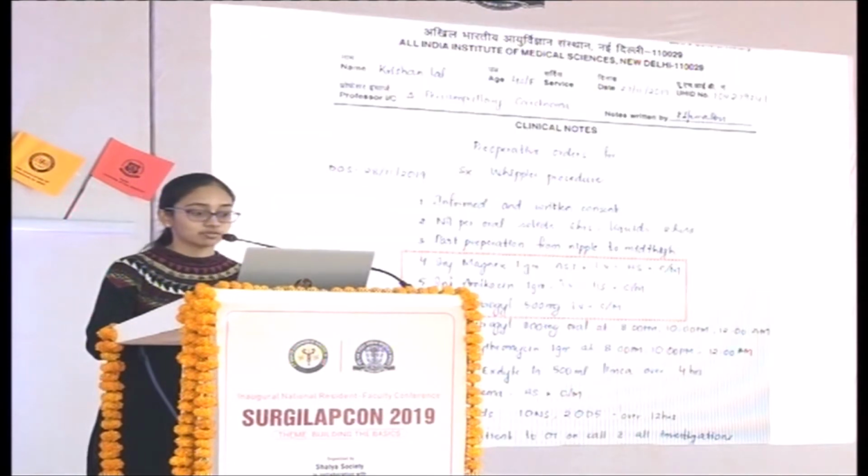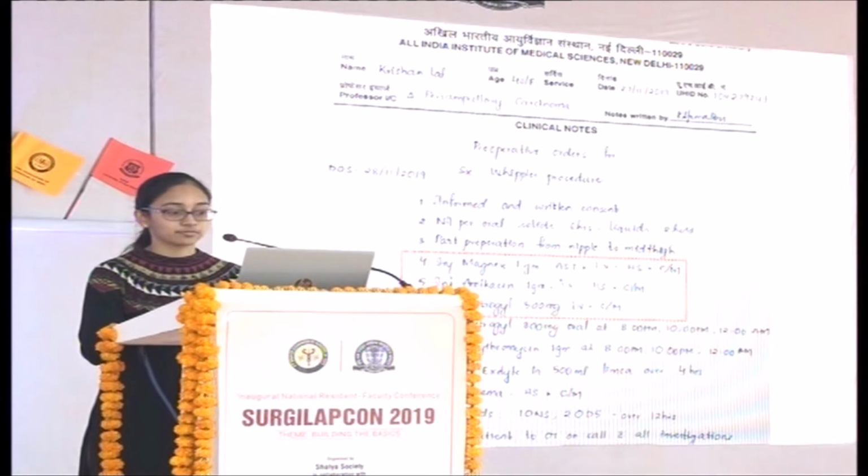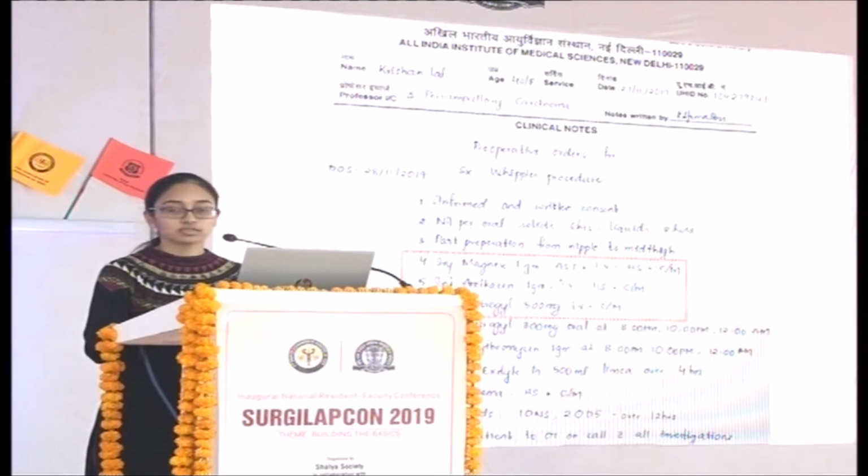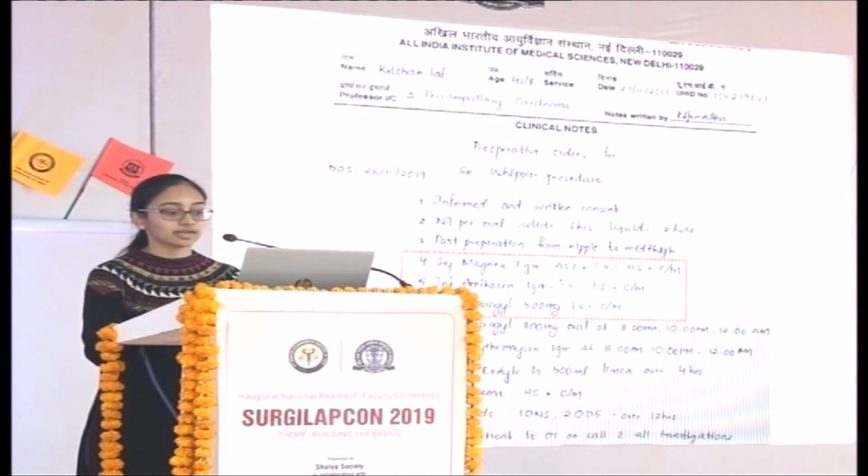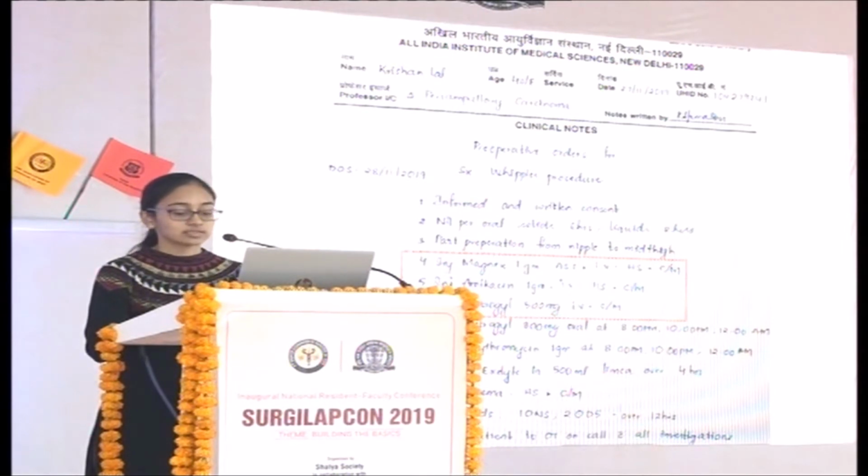This is an example of preoperative orders that we wrote for a Whipple's procedure. And here we have taken a third generation cephalosporin, an aminoglycoside, and metronidazole. This also includes the bowel preparation and also antibiotic prophylaxis for the gut, which I'll be dealing with next.